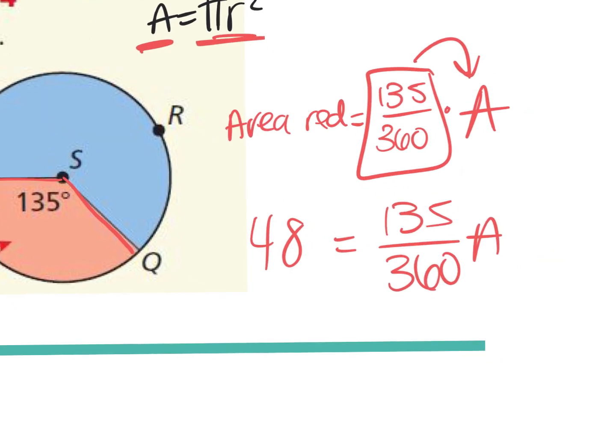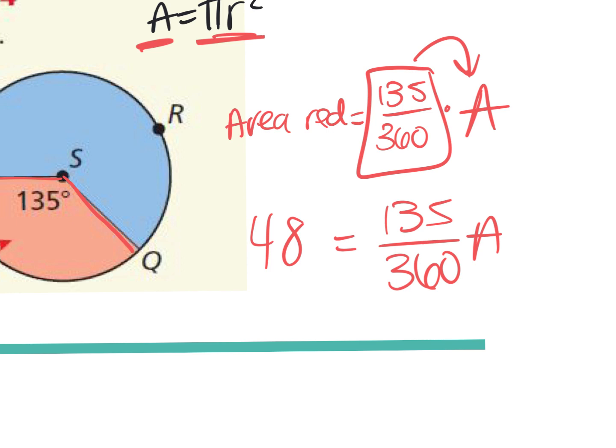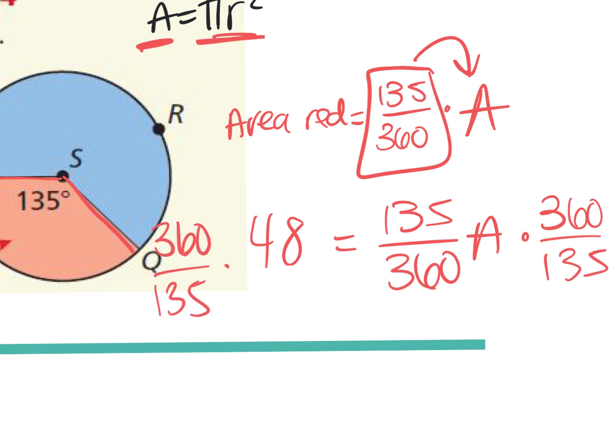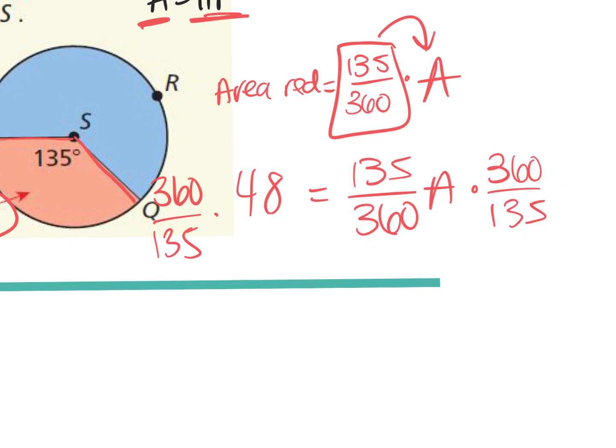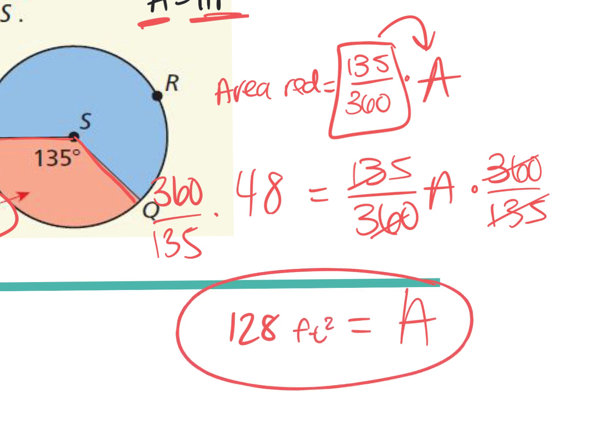Does anyone remember how to solve an equation like this? Nick? What is the reciprocal? 360 over 135. Multiply by 360 over 135. Do it in your calculators now. The 135s cancel, the 360s cancel. So we just have area on the left, the right-hand side equals. Christian, what'd you get? No? Sophia, what'd you get? 128 is correct. But we're missing units. Feet squared. Why squared? It's area, baby.